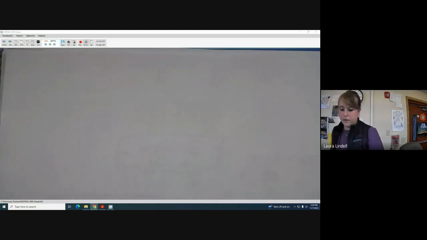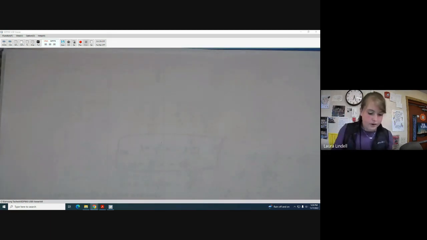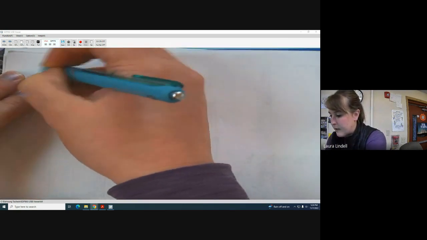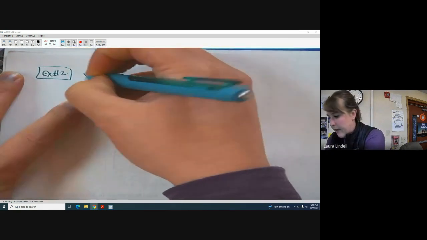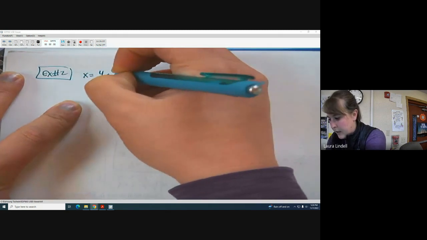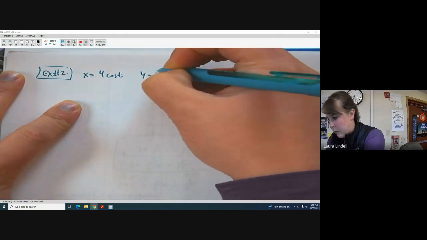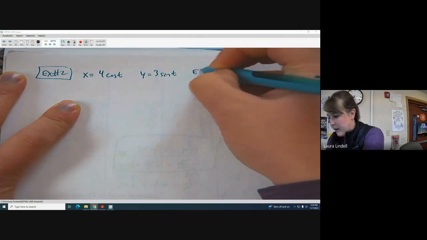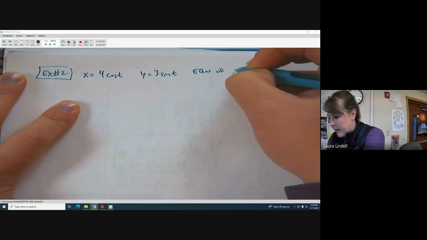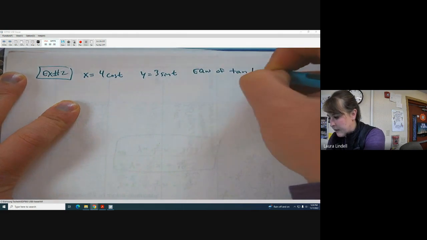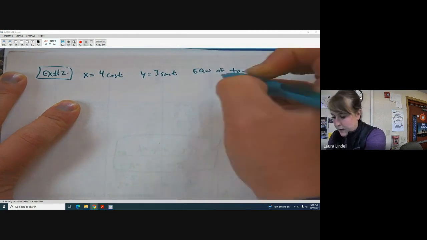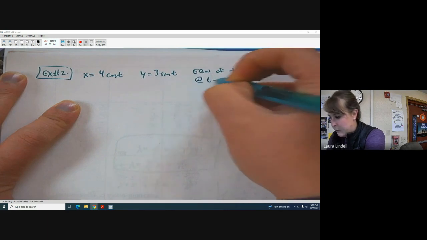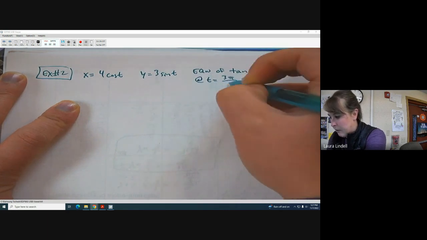There's the top. Okay. So for our next one, this time we're going to have x equals 4 cosine t, y equals 3 sine t, and we want the equation of the tangent line to the curve at t equals 3 pi over 4.